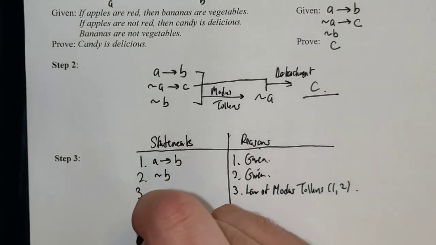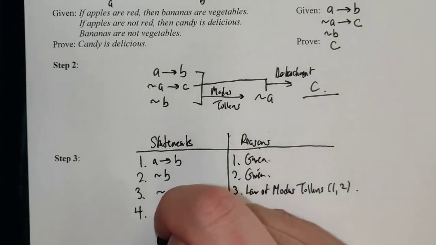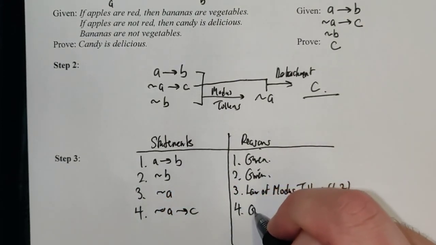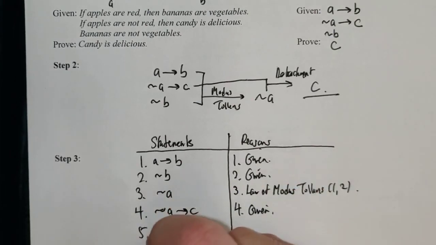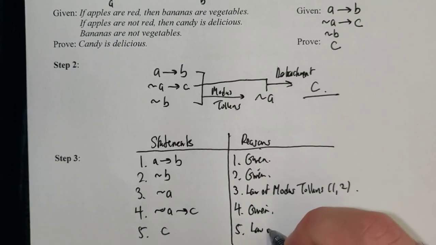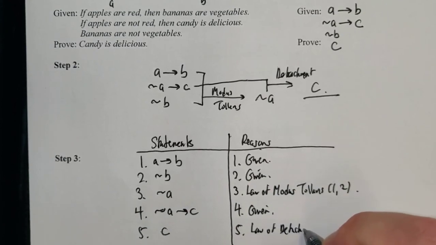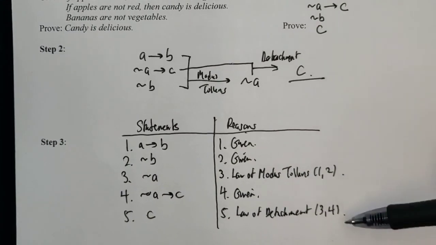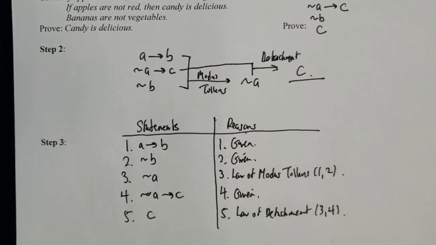Okay. And then we saw next that we introduced the next given, not A implies C. That's a given here. And then finally, we can get C at the end by law of detachment on steps 3 and 4 here. So we see that in this situation, we were able to convert something like this into something like this, and it worked out very nicely. We see our proof is written very nicely, and we're going to be in good shape.